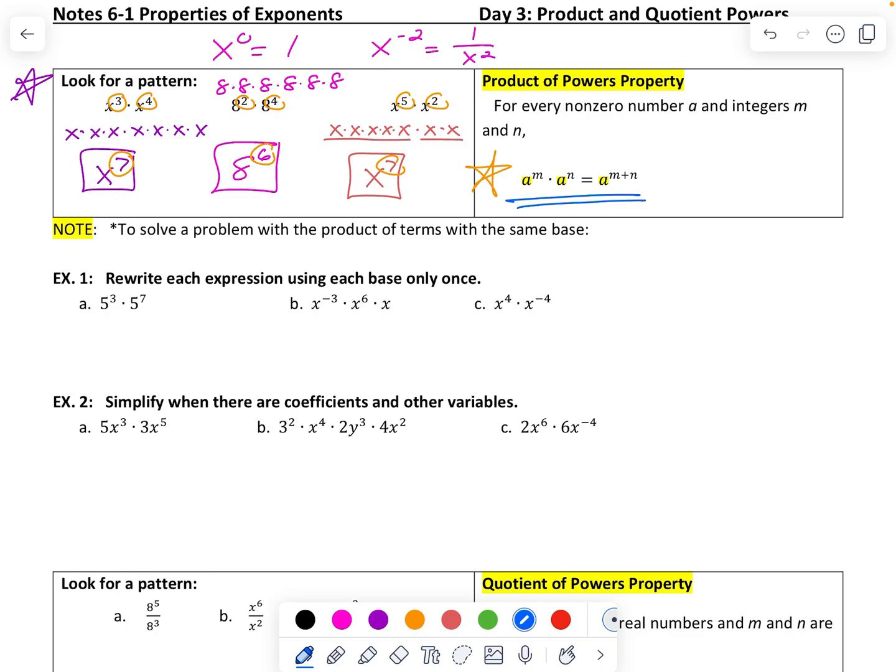So, again, anytime you're watching the video, you can always pause it, do it ahead of me, and then play to check. So here we have the same base. 3 plus 7, 5 to the 3 plus 7, 5 to the 10th. We got 10 altogether. All you need is the answer. Don't have to write the 5s in the middle. Remember, invisible 1. So our exponents here are negative 3 plus 6 plus 1, which is going to give us 4. So our final answer is x to the 4th by adding our exponents together.